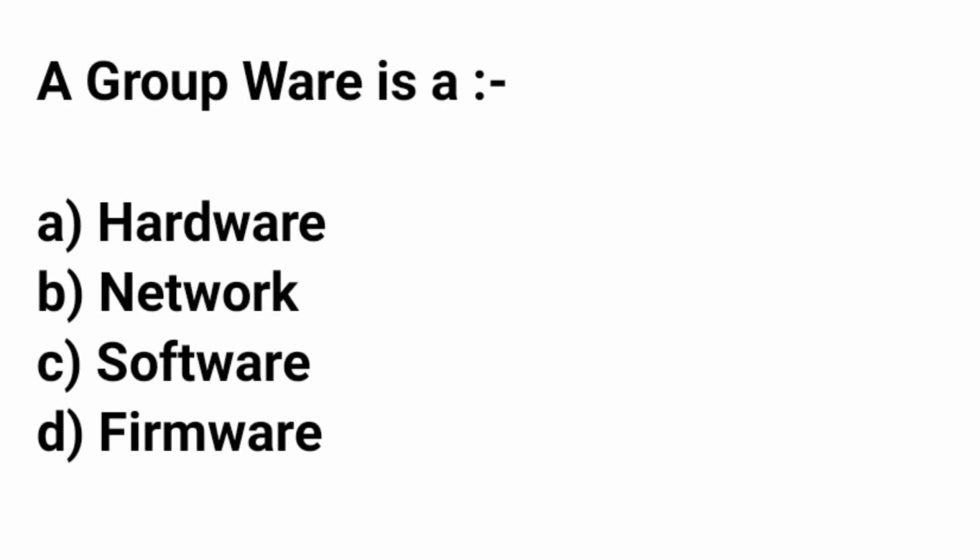A group of programs is called: A. Hardware. B. Network. C. Software. D. Firmware. Correct answer is C. Software.